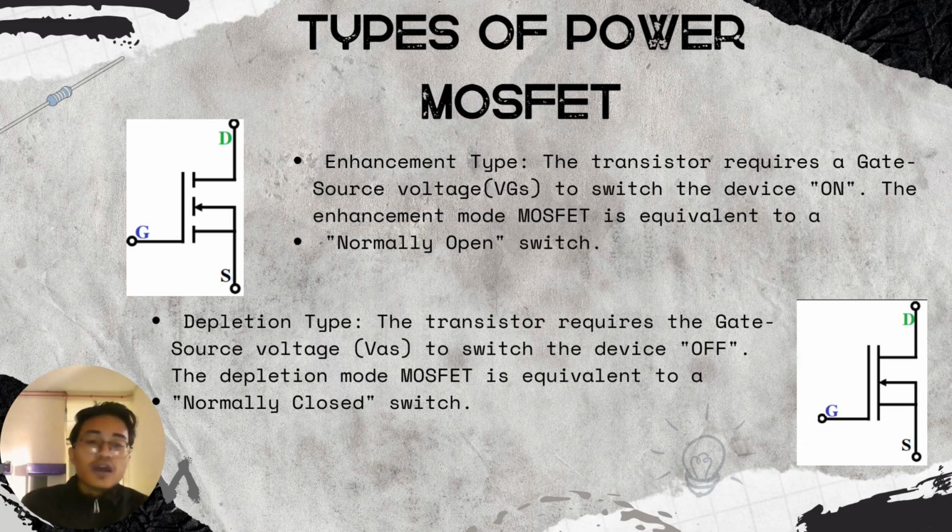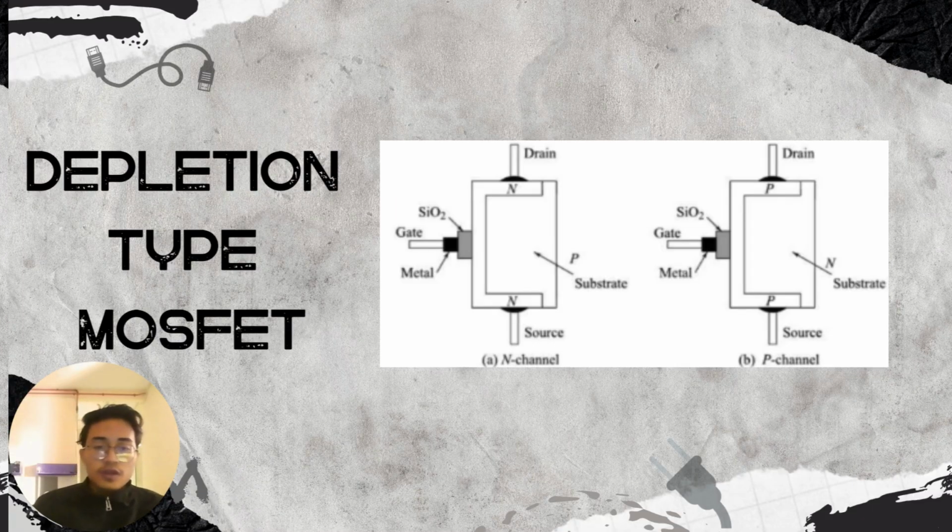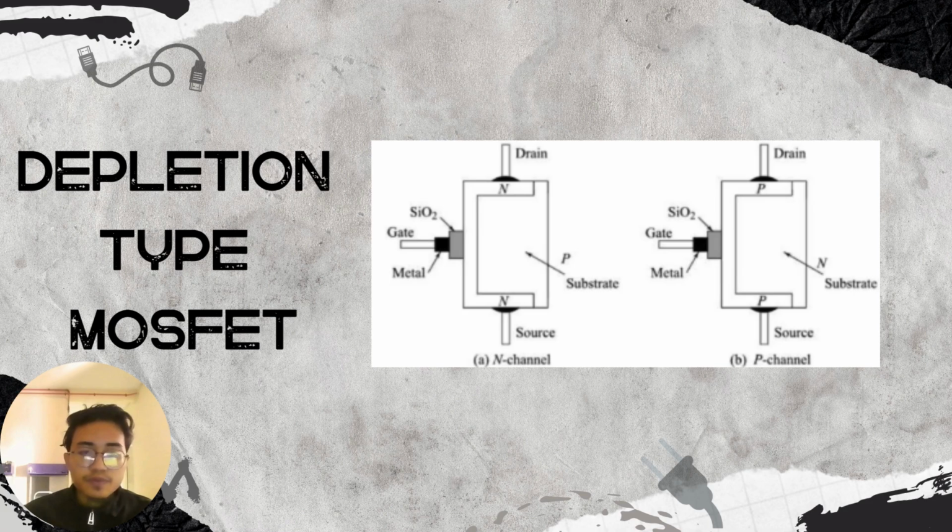As you can see on the slide, I also put the symbol for enhancement type, Figure 1 on the top one, and for the bottom one, the depletion type symbol. I include the example figure for depletion type MOSFET. A depletion type MOSFET is normally on by default. It can conduct current between the source and the drain even when no voltage is applied to the gate. To turn it off or reduce the current flow, a voltage of opposite polarity to the channel type is applied to the gate.